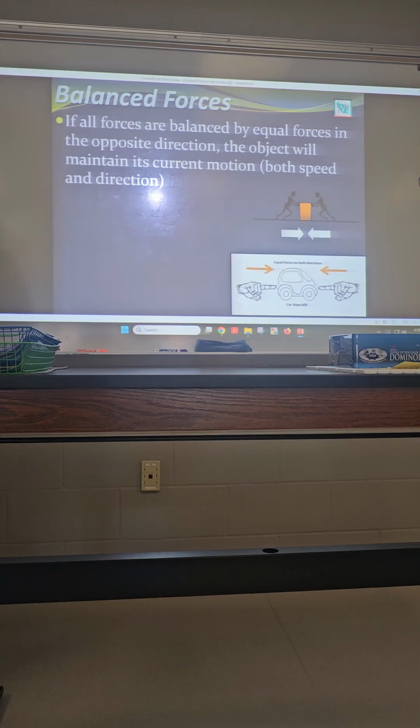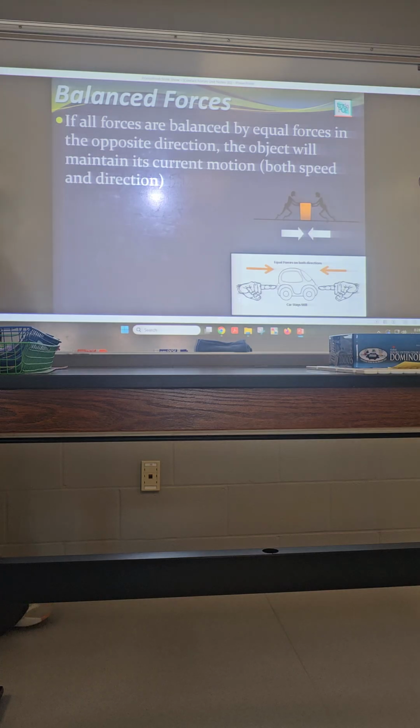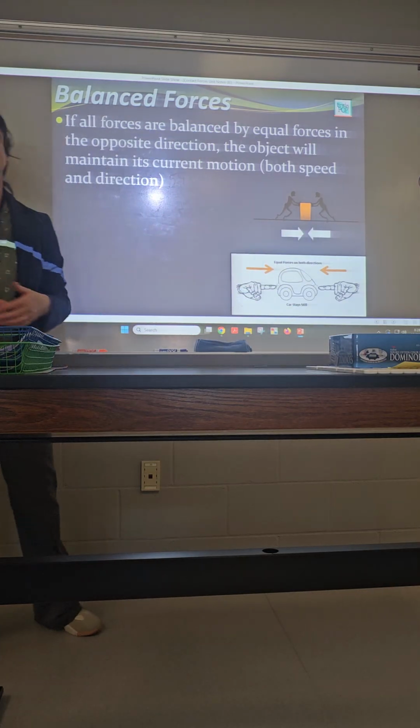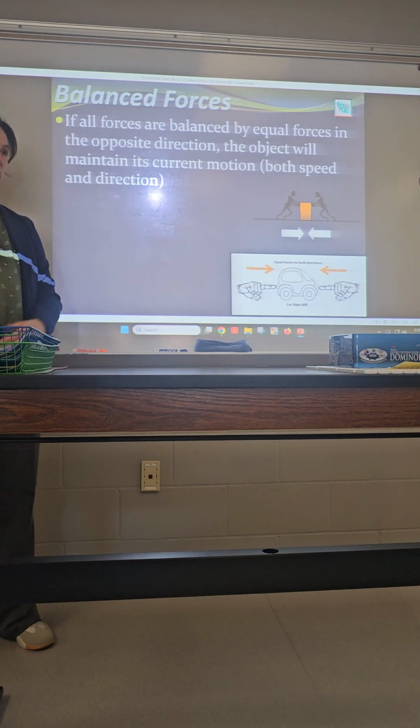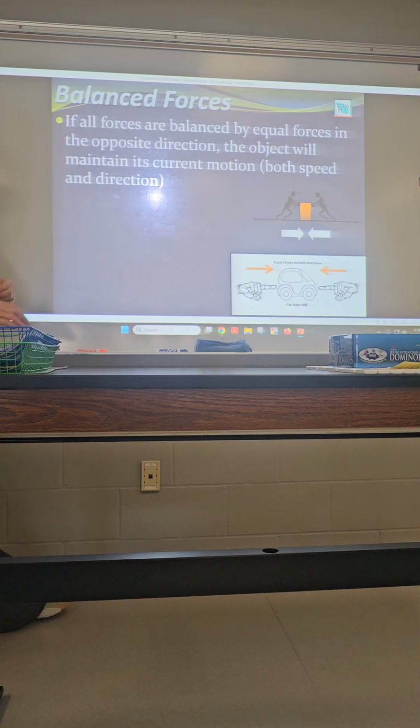Notice that I didn't say it has no motion. This is probably the other thing, besides normal force, that sometimes can get people confused. If an object is moving and the forces on it are balanced, it's going to stay moving and doing exactly what it is doing at that moment. Right? It's going to stay basically on cruise control. But if an object is not moving and you have balanced forces on it, it's going to stay not moving. So it's going to just keep doing whatever it is it's doing, whether it's at that speed or whether it's stationary.